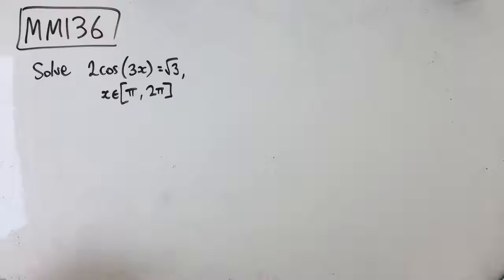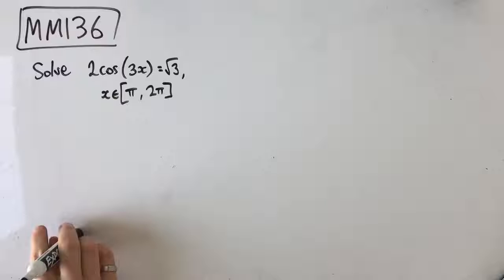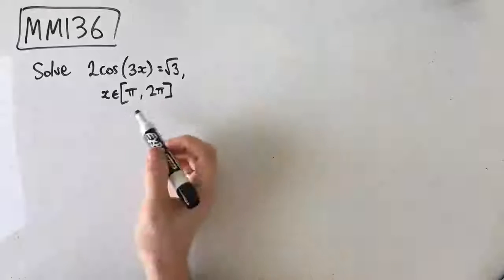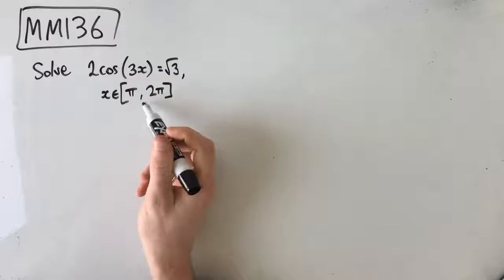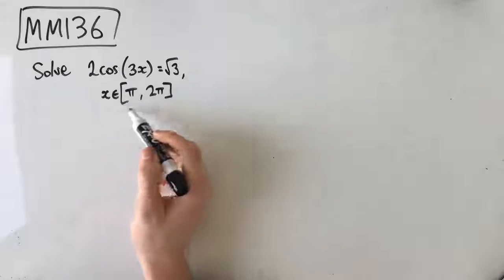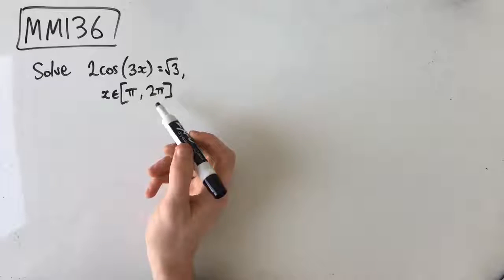Hey guys, this is question MM136 of the Maths Methods Fortify study guide. We've got this question: solve the equation 2 cos of 3x equals root 3, where x is between pi and 2 pi. So as always, we've got this domain and there's multiple answers within this domain.